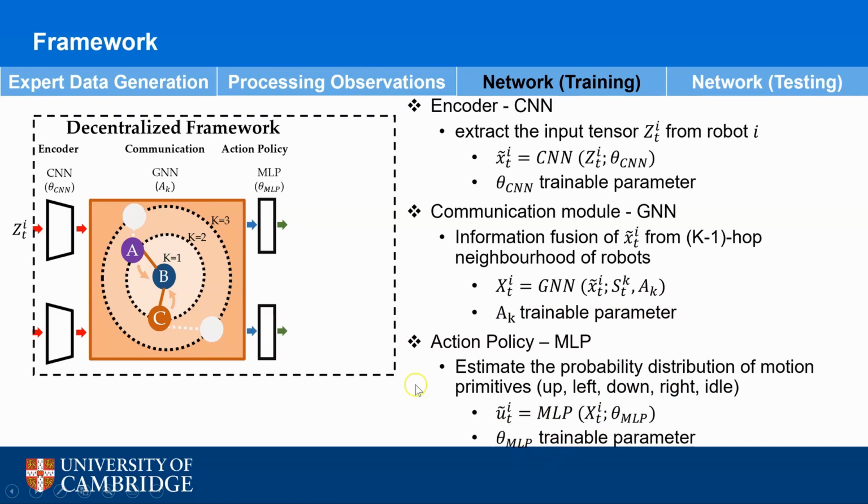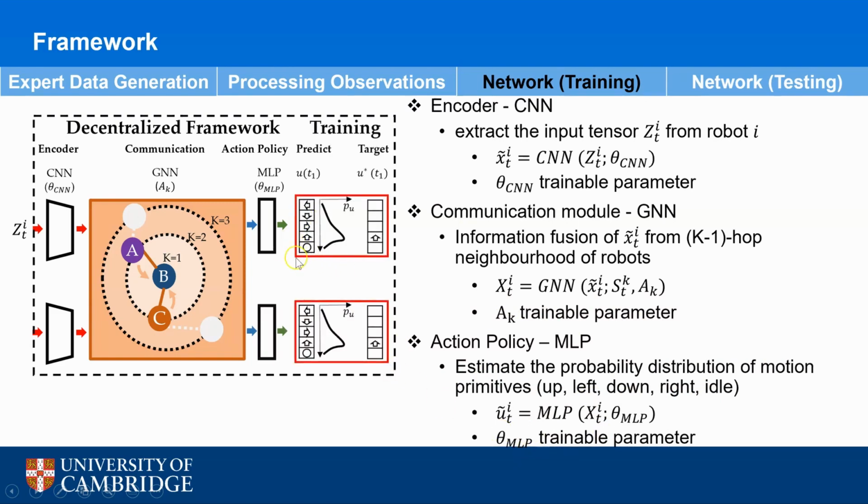The predicted actions are paired with the ground truth actions at the same time steps, and can be trained with the objective of minimizing the cross-entropy loss. This procedure summarizes the formulation of the multi-robot path planning problem as a sequential decision-making problem.